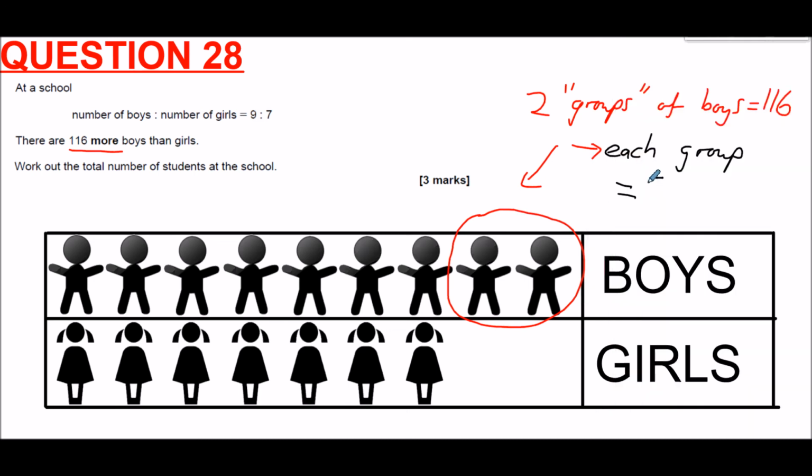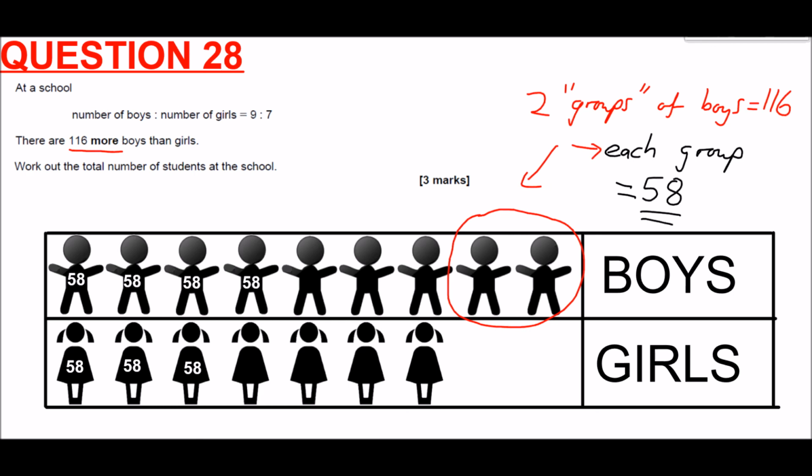So what that tells us is that each group is 58. So how many groups do we have in total? We could just do 9 plus 7, which is 16, of course. Or what we could do is just imagine each one with a 58 over it. So each group is worth 58. I could carry on, but it might get quite tedious. So anyway, each equally sized group therefore represents 58.